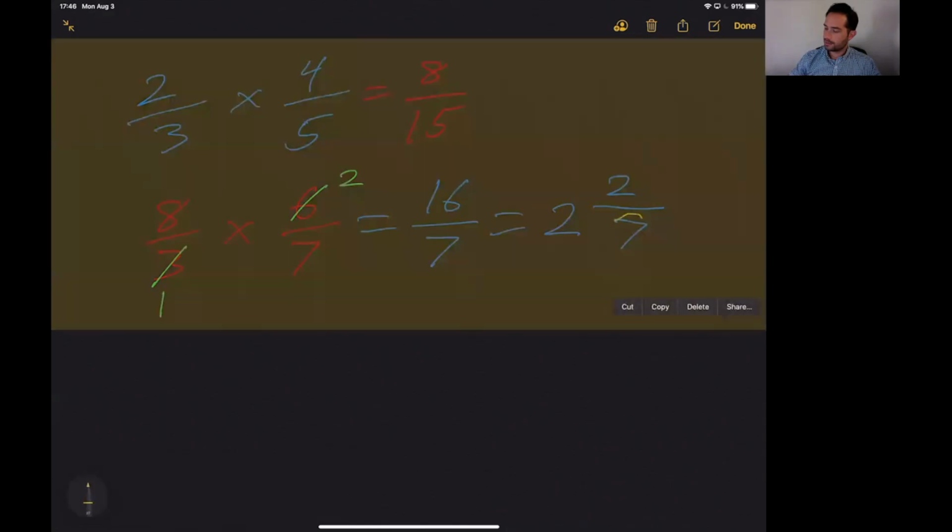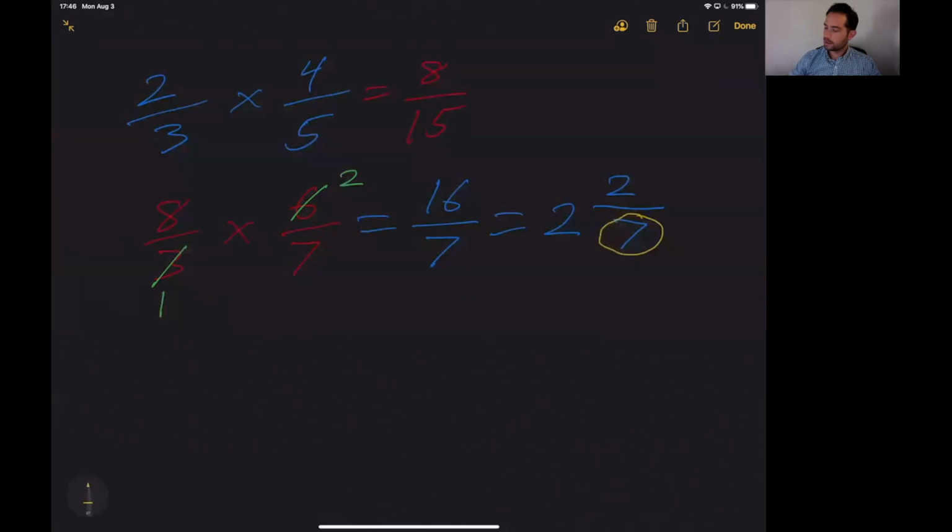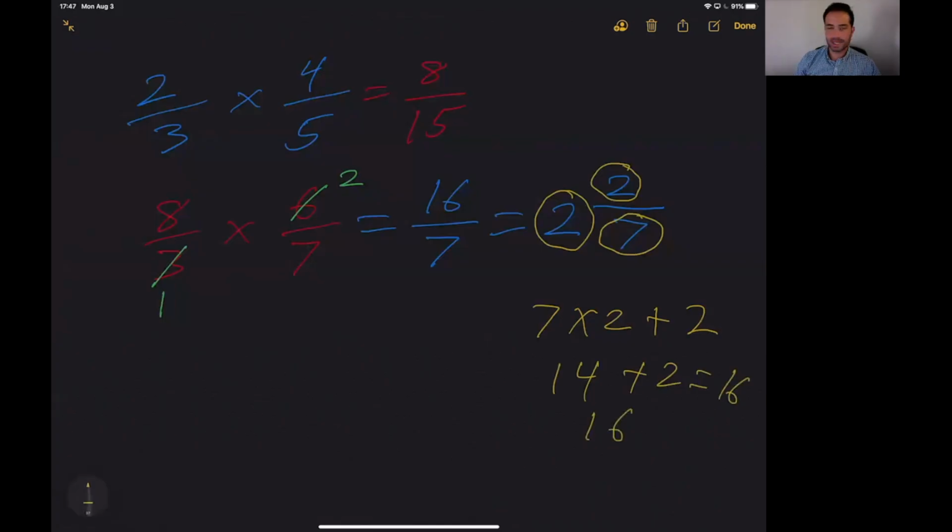We've got bottom times, so the denominator, times the side, right? So we've got 7 times 2, and then plus the top, which is the numerator, plus the 2, and we get 14 plus 2, which equals 16, and then it's still, of course, out of the same denominator, 7.